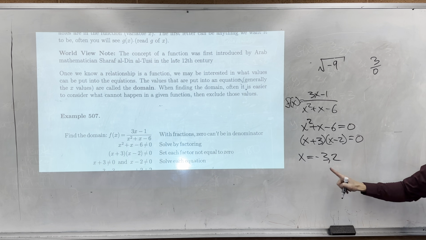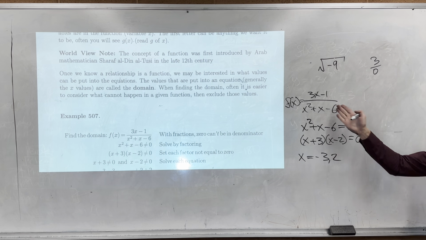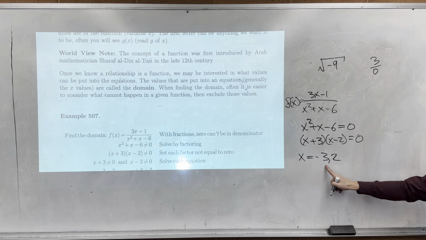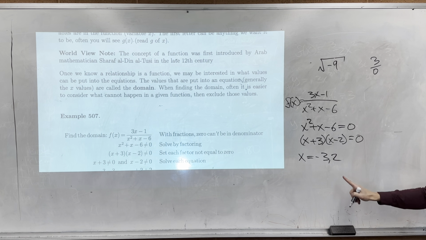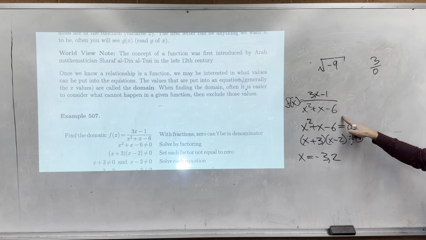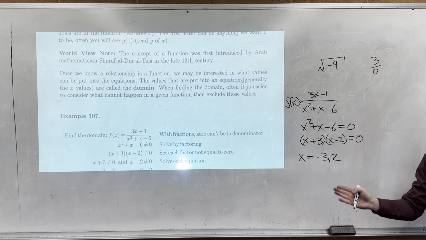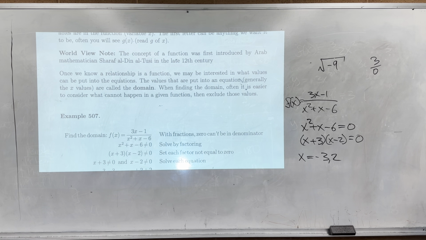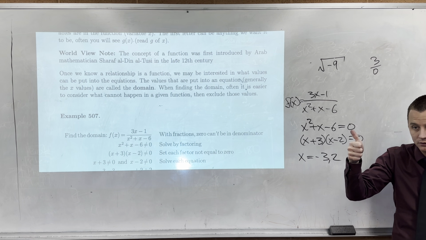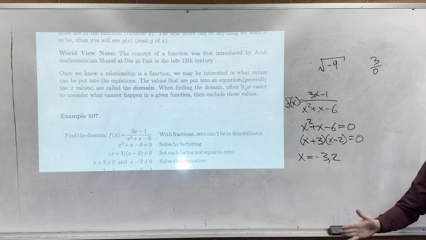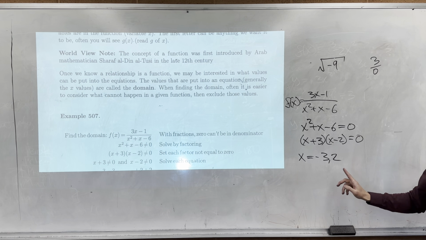These are the only two numbers you can't plug into this function. If you plug in any other number, you'll get out a number. If you plug in -3, you're going to get 0 in your denominator, which is undefined. If you plug in 2, you're going to get 0 in your denominator, which is undefined. If you plug in 1, you're perfectly fine. It's just going to spit out a number. So when he asks for the domain of a function, he's asking what are all the numbers that you can plug into this function and we're still okay. So it's going to be all the numbers except -3 and 2.